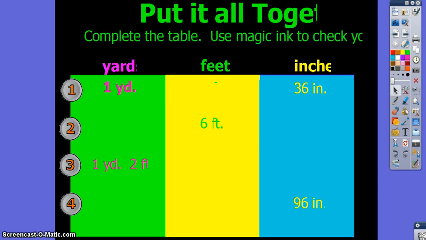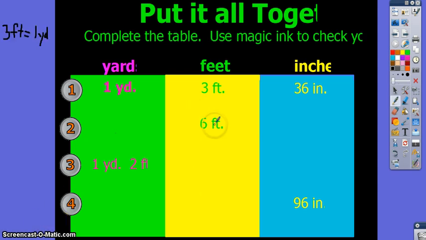Okay, on this page we're making more conversions. Look at your star chart. On your star chart it tells you that 1 yard equals 3 feet. Okay, so when you erase here, it equals 3 feet. Okay, well if you have 6 feet, how many yards is that?